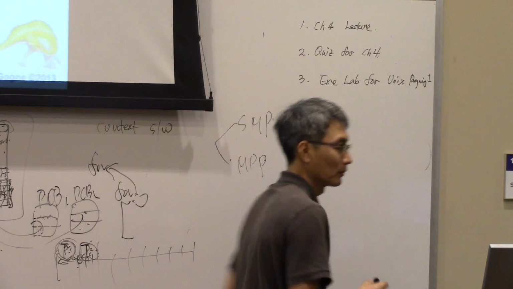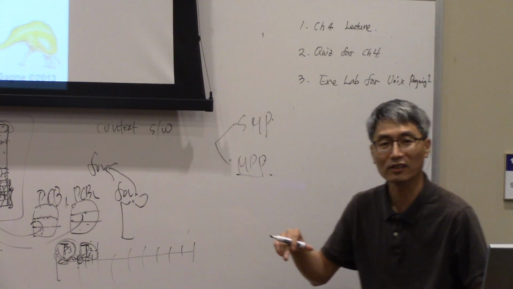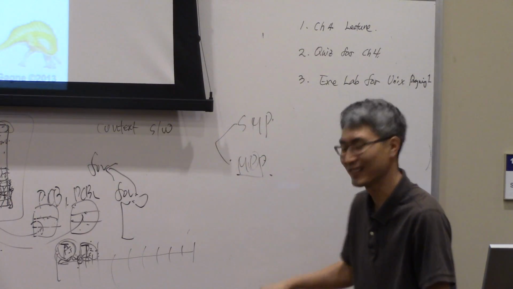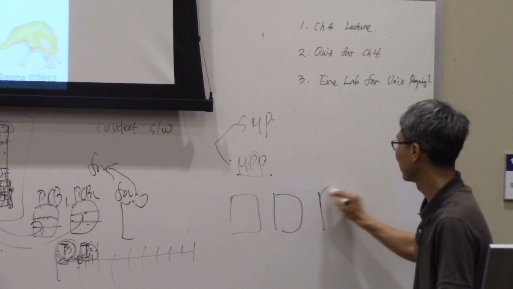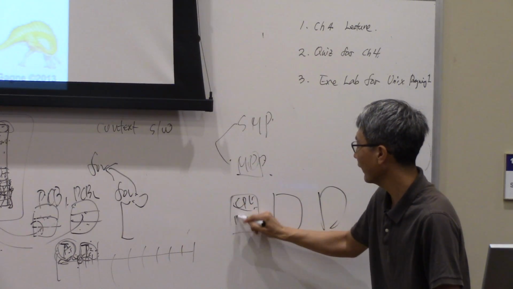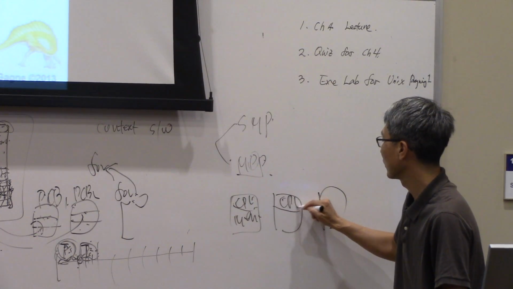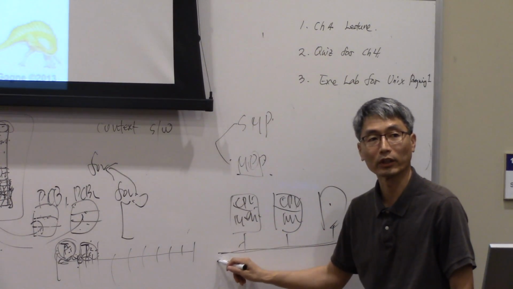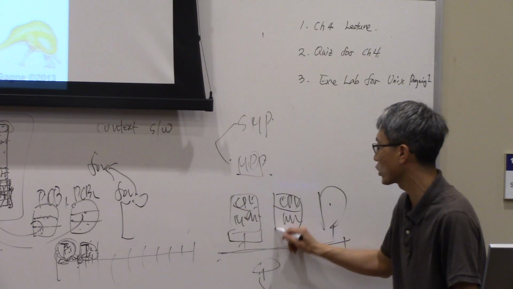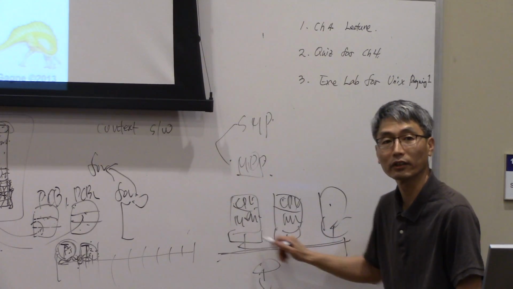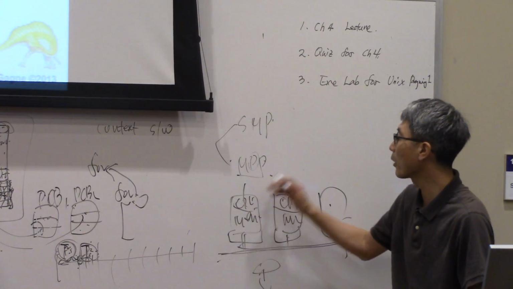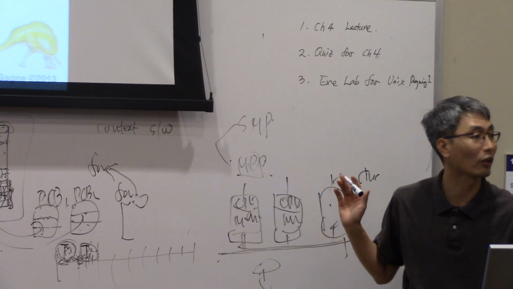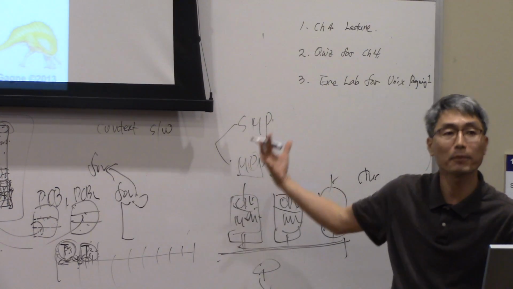MPP, I always forget what this stands for. You can look it up. It's something processing. Each node has its own CPU and memory, sharing the disk only, or even sometimes sharing nothing, only connected. It's a large number of nodes. Nowadays it's called a cluster system. You have heard about the cluster system. This is the MPP machine.